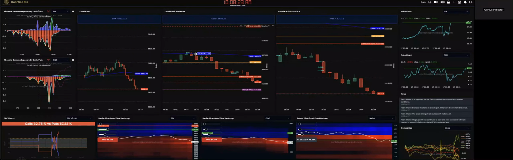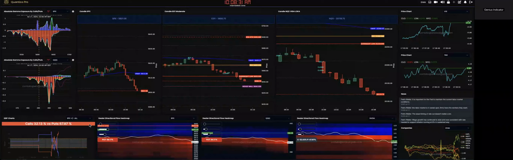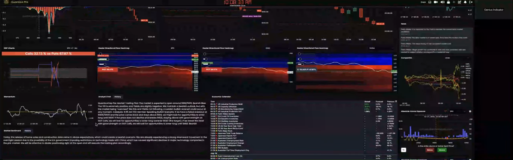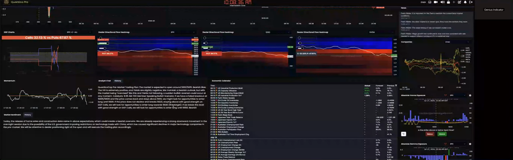You could wait for the signal to break the VWAP and then take the trade. It didn't break the VWAP, so you should not be taking the signal, all right? Okay. Now, what else do we have here? Analysis chart. This is the trading plan.